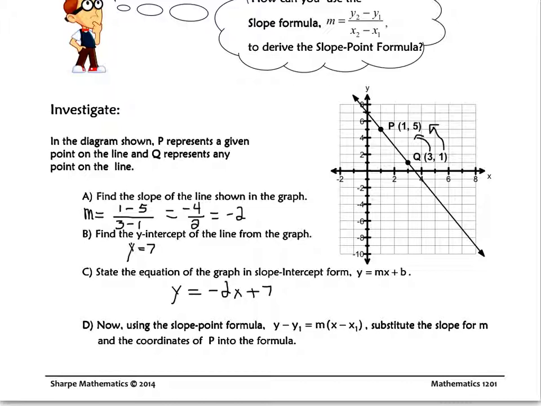So now if we use the slope-point formula by taking the slope and substituting the coordinates of a point P on the line, we will get y minus 5 equals negative 2 outside of x minus the x coordinate of that point is 1.